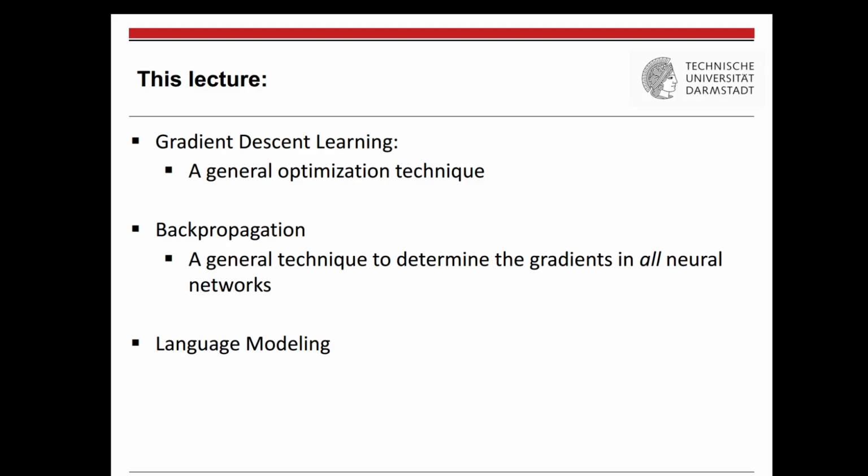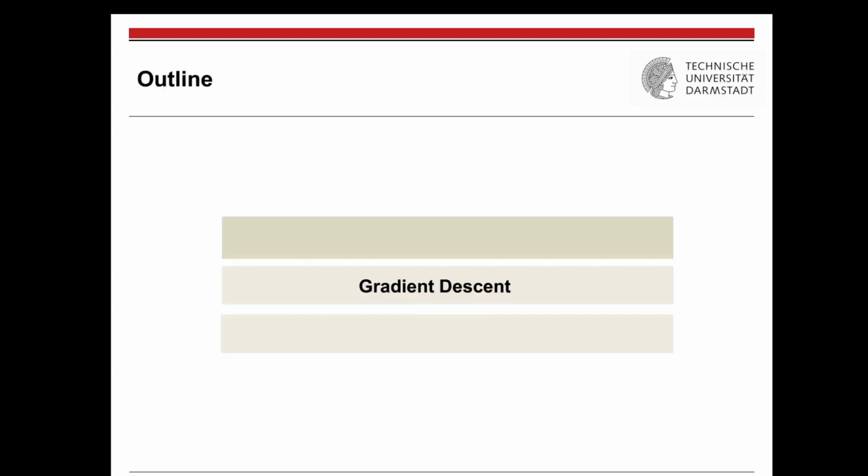So gradient descent is an optimization technique that requires the gradient, and backpropagation is a method to determine the gradients in multilayer perceptrons and other types of neural networks. And finally, once we have discussed these machine and deep learning techniques, we will come back to natural language processing, and we will discuss language modeling, because language modeling has become one of the core elements of modern NLP.